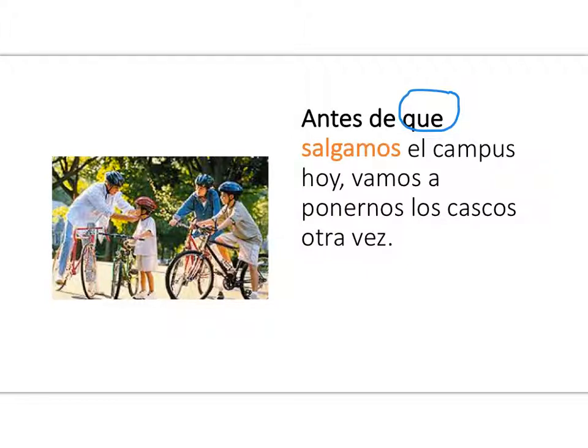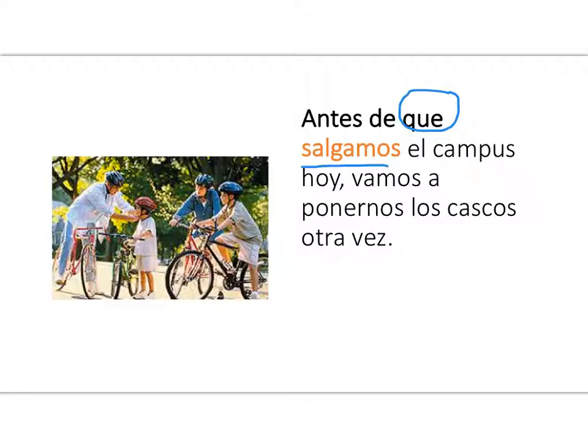What is antes de que salgamos del campus? What's this saying? What does antes de mean again? Before. Everybody, it's a very common error to confuse it with after, but remember, A comes before D, before, in the alphabet. So antes means before and después actually means after. Just try to remember that. But before we what? Before we leave.